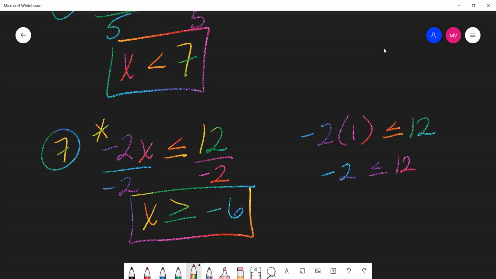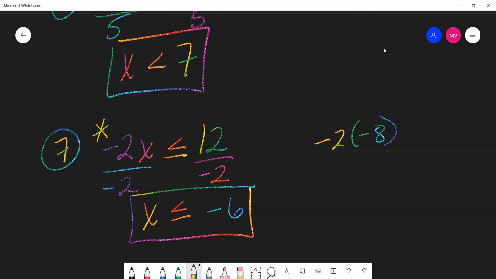If you weren't sure, if you didn't flip this, if you left it the same, let's say we left it as x must be less than or equal to -6. So we'll pick -8. If I did -2 times -8, and I'm sticking with my original formula, is less than or equal to 12, what's -2 times -8? It's +16. Is that less than or equal to 12? No, it's more. That's how you know you need to flip your sign.